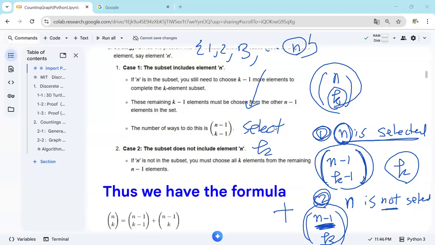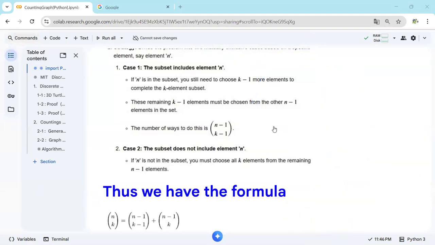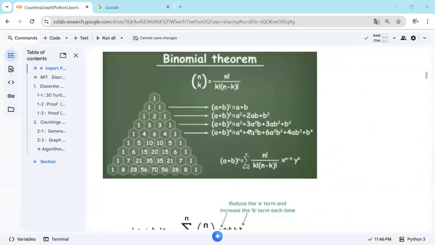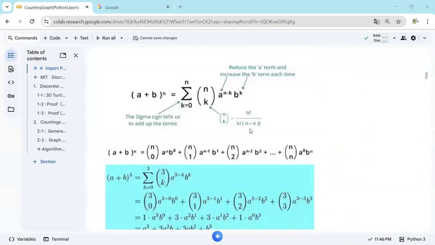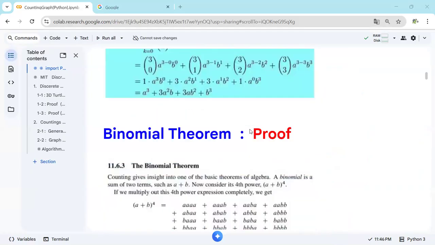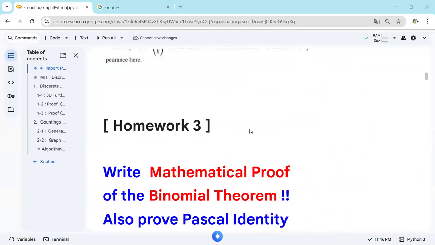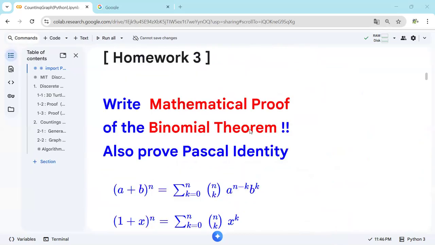So in this way, you can prove Pascal's identity. Now we are ready to prove the classical binomial theorem using this Pascal identity. Let's prove the binomial theorem using Pascal's identity.